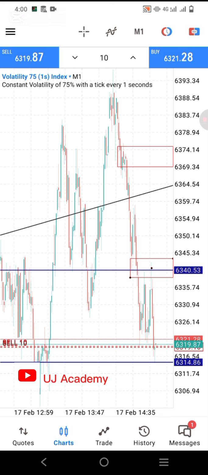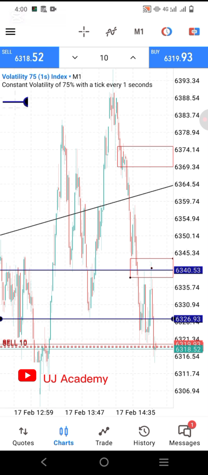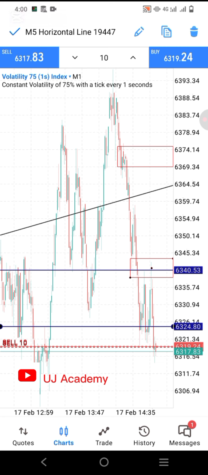stop loss. As you guys know, my stop loss is very, very important to me. So my stop loss is 15 pips above my entry. So it's above because I am selling. I'm currently holding a sell.